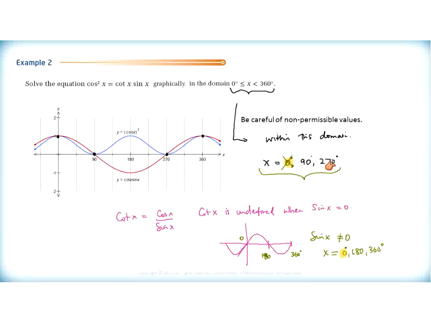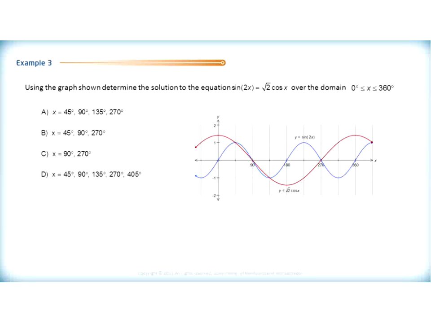So we need to be careful, even graphically. When looking at the solution, we need to consider non-permissible values. So look at another example. You may want to pause the recording and try this one here, if you wish, on your own first.